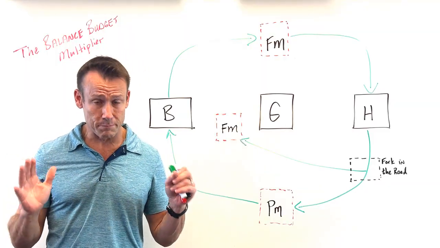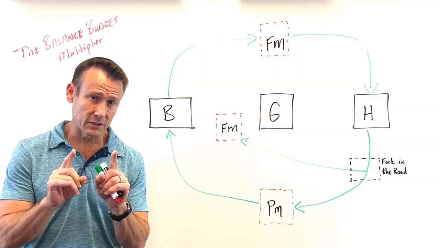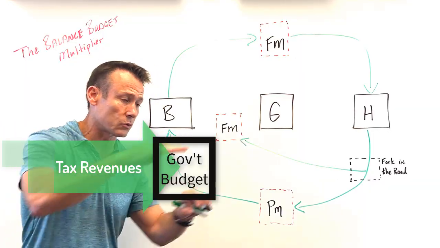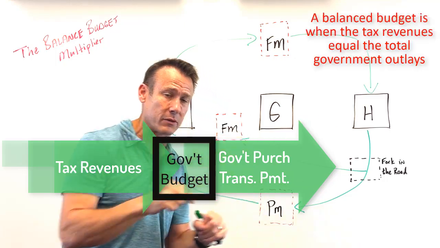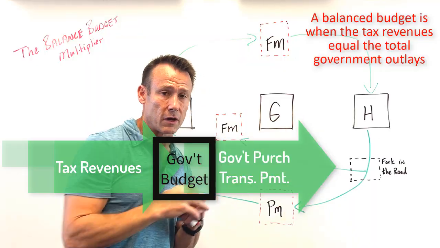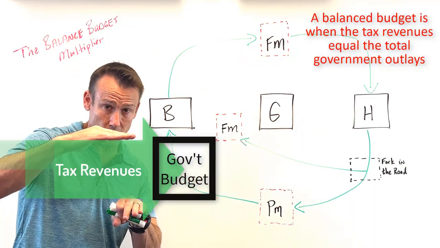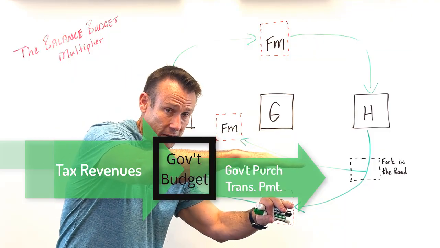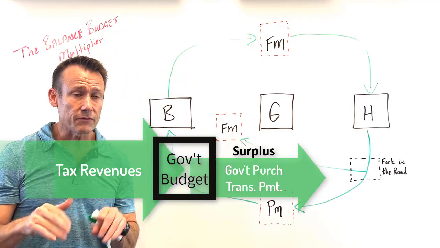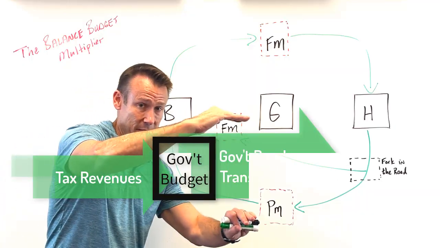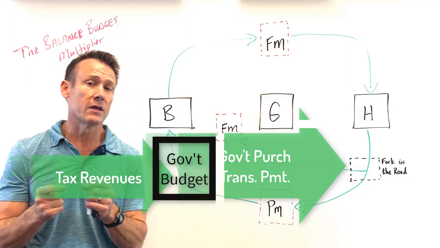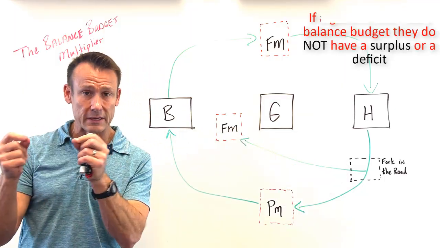First of all, what is a balanced budget, okay? A balanced budget is a situation where the tax revenues going into the government, so that money that's going into the government, is equal to the total amount of money that is going out of the government, okay? So that is a balanced budget. Again, the tax revenue equals the total amount of money going out of the government. Now, if the tax revenues were more than the money going out of the government, you'd be running a surplus. If the tax revenues were less than the amount of money going out of the government, okay, that'd be a situation where you're running a deficit. So a balanced budget is a situation where you're not running a surplus or a deficit.